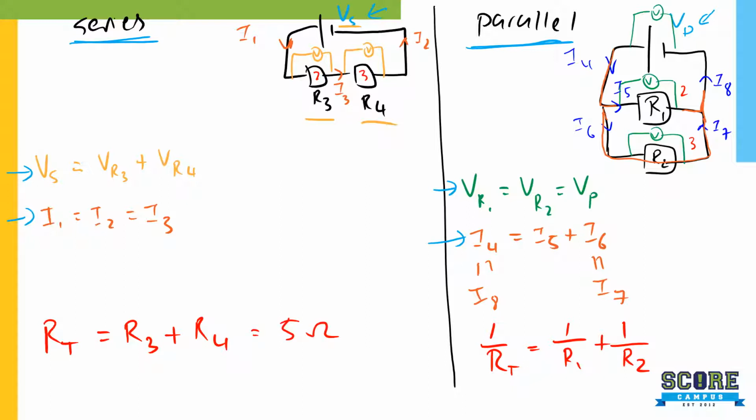Oh, I forgot to add that the unit for this is amperes. The unit for this is voltage. Yeah, unit for resistance is ohm.